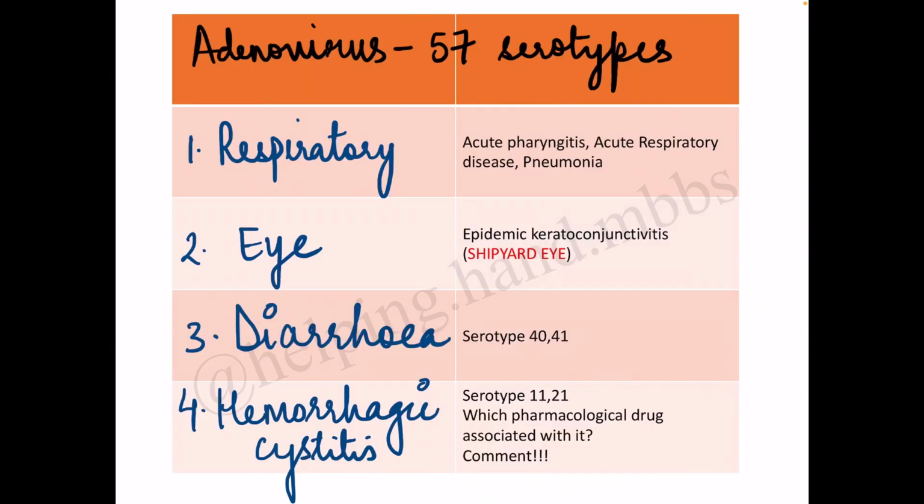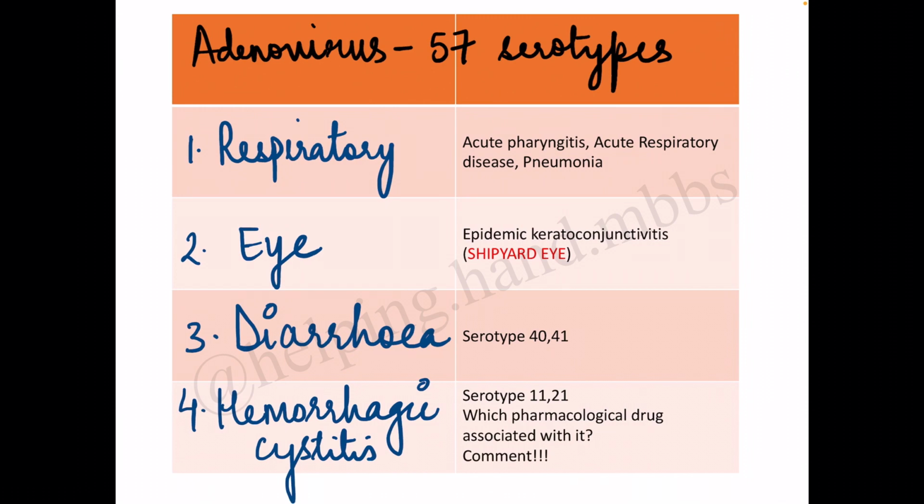Then we have the third family, which is the adenovirus family. I told you there are many serotypes. There are 57 serotypes. I'm not going to tell you all the serotypes. If you're interested, you can maybe just see it from the book. I have written important things. So you should know that adenoviruses cause 4 types of infections: respiratory, visual, that is eye infections, diarrhea, and hemorrhagic cystitis.